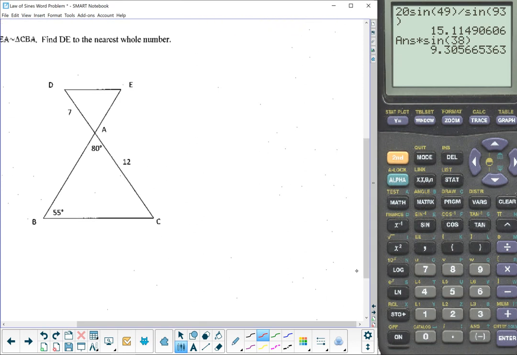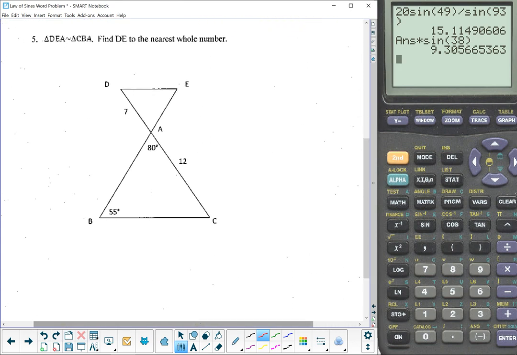Okay, last one. Let's see. Triangle DEA is similar to triangle CBA. All right, so I'm going to put down a couple things I know. So the way that we read this is D to E to A. Right, and then they're calling this C to B to A.